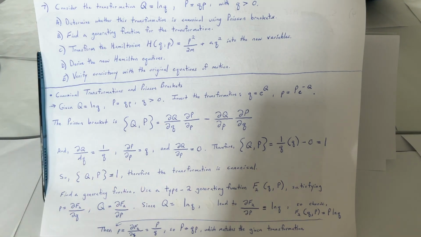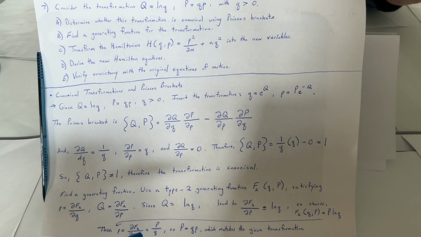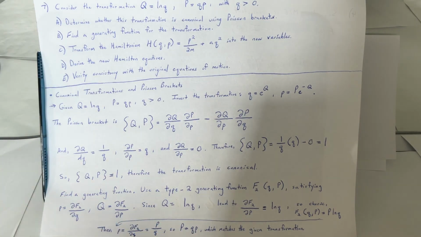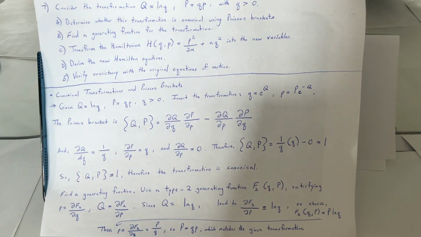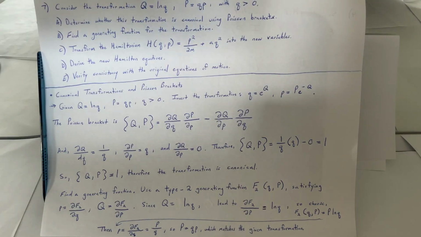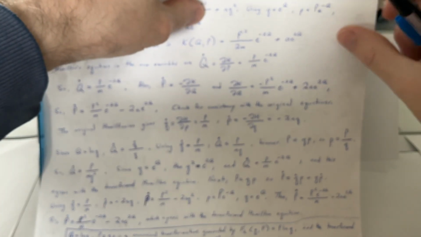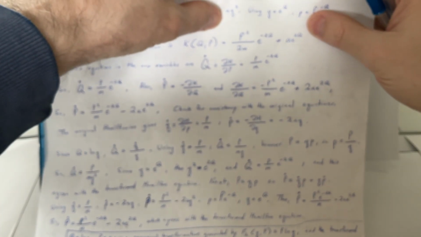And then from there, lowercase p equals the partial derivative of F2 with respect to lowercase q, which is P over q. So capital P equals lowercase q times lowercase p, which matches the given transformation. Okay, so leading into the Hamiltonian portion, we're going to transform the Hamiltonian, then derive the new Hamiltonian equations and verify on the last page. I'm going to go through this quickly. I'm just going to say P and Q for the sake of brevity, and on the page the capitals and lowercases are distinguished from each other.